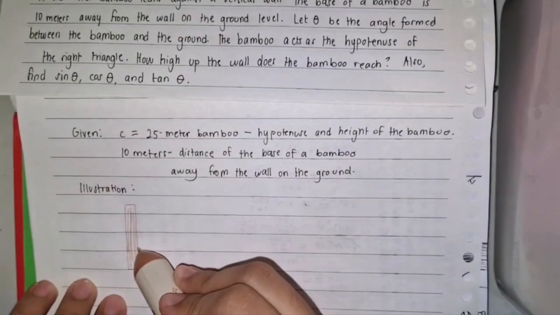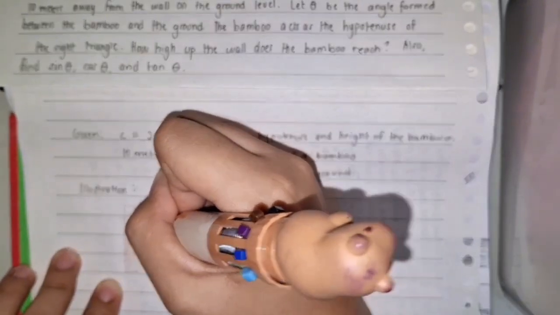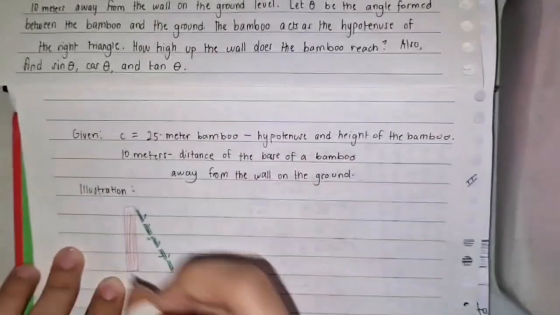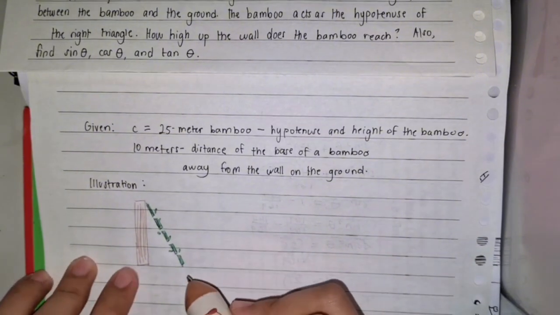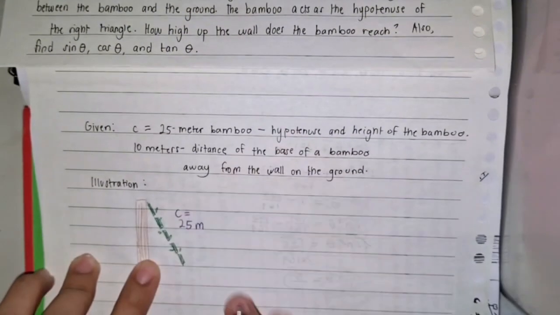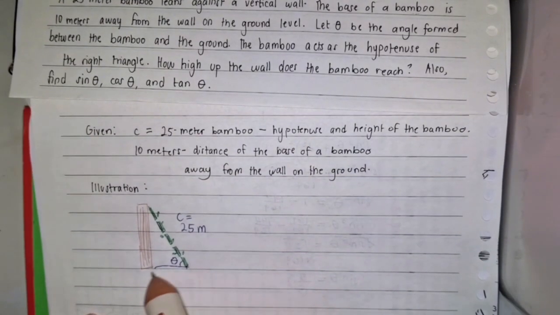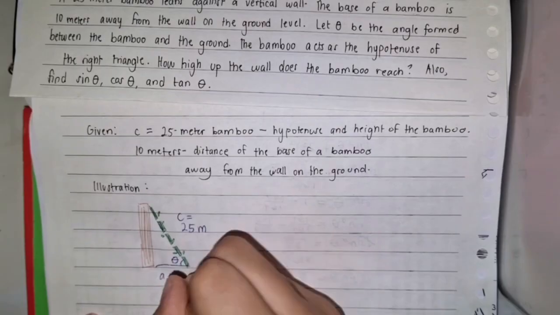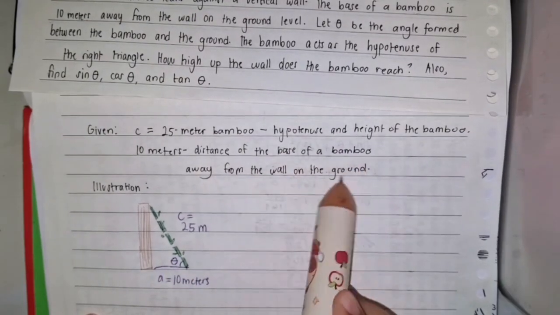So this would be the vertical wall and the leaning bamboo. Let's add some details. That would be the leaning bamboo. And let's label it. The size of the bamboo is 25 meters, or the hypotenuse, C. And let theta be the angle formed between the bamboo and the ground. And here, you can write the letter A, or 10 meters, which is the distance of the base of the bamboo away from the wall on the ground.